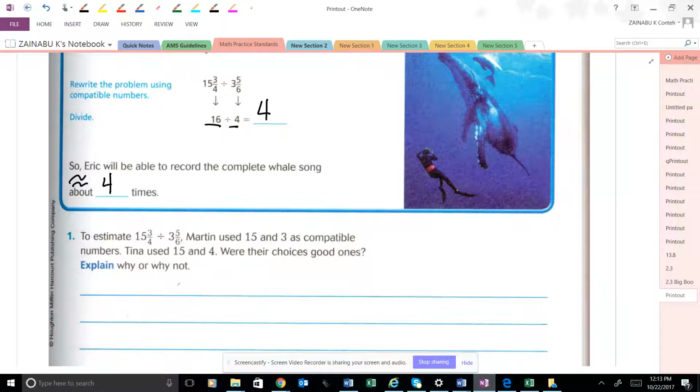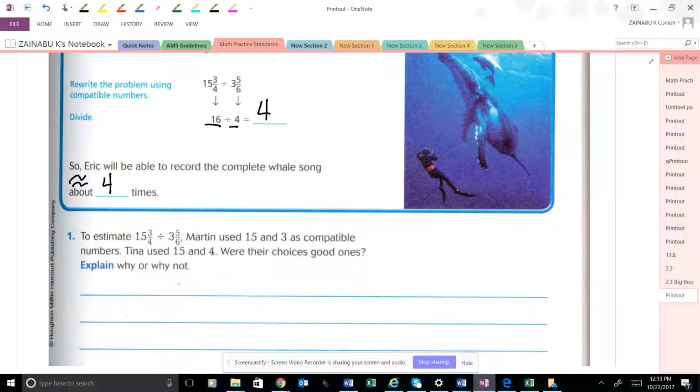Now, number 1 underneath says to estimate 15 and 3/4 divided by 3 and 5/6. Martin used 15 and 3 as compatible numbers. Tina used 15 and 4. Were their choices good? Well, Martin, 15 and 3/4, I feel like it's closer to 16 than it is to 15.